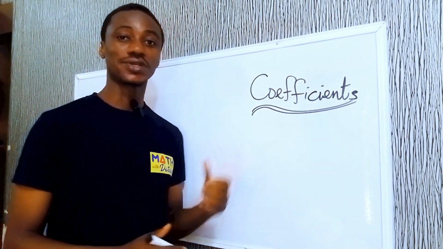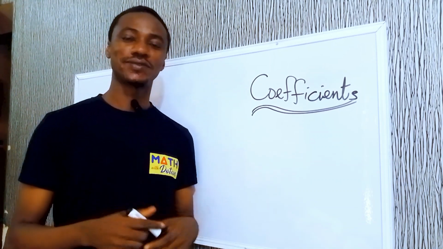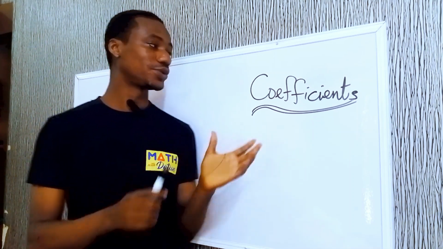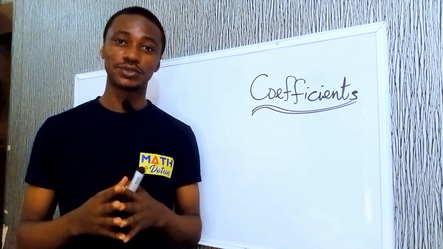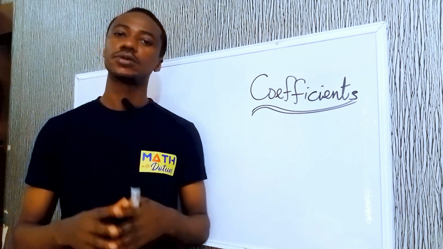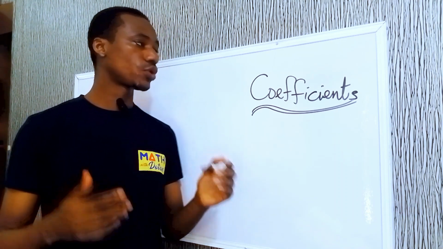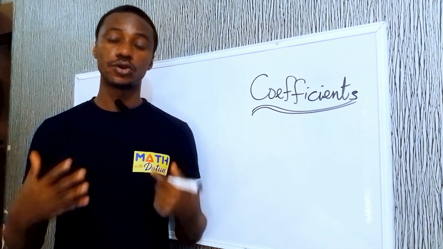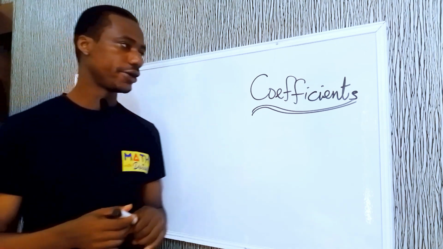In this video, we'll be talking about coefficients, alright? In algebra, this is very important. If you don't know the coefficients, then to simplify an expression or to solve an equation will be very difficult. So when we say coefficient, what are we talking about? A coefficient is the number multiplying a variable.